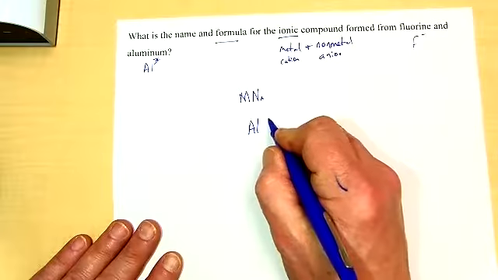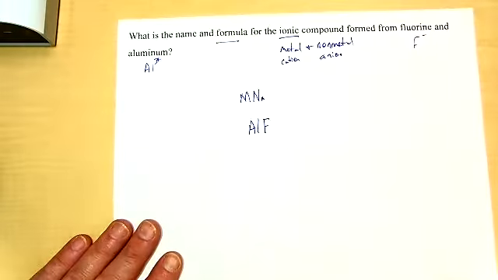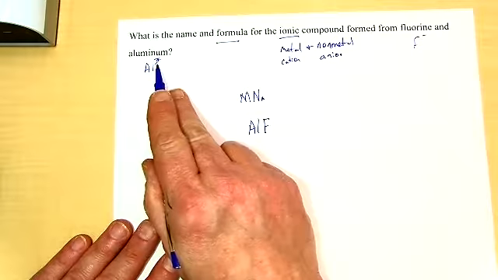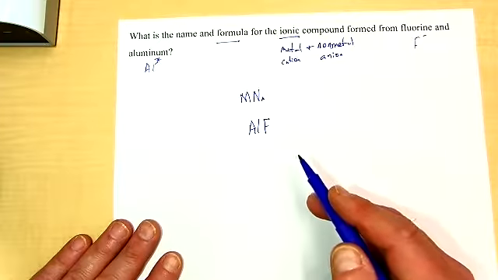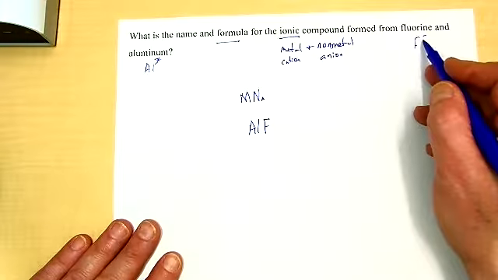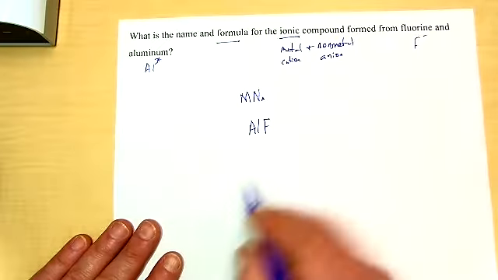And then we're going to have fluorine, right? And we're going to have some kind of coefficients here, right? So if this has a 3+ charge, and overall this compound needs to be neutral, meaning no charge, that means we're going to need 3 of these guys in order to balance out that guy.